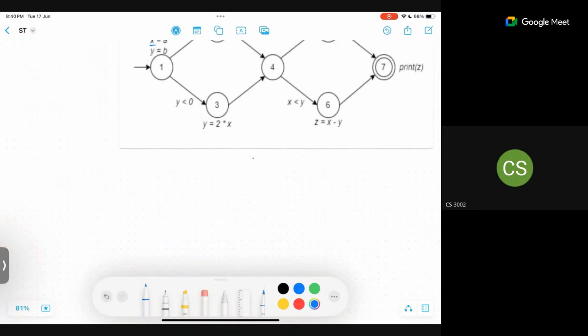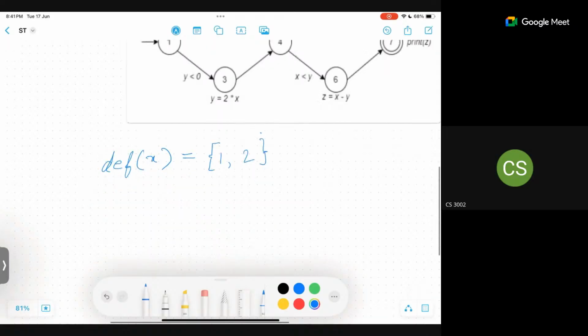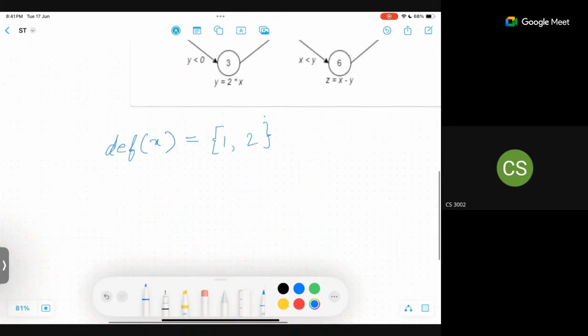So what happens with the du pairs? First of all, you have to understand that. We know what defs are for x, right? So you consider it like this: def of x, and this will be a set. This goes something like this: 1 comma 2. And then you talk about use again with the same variable, because we are asking it in the context of that particular variable. So use of x, that's going to be a set.